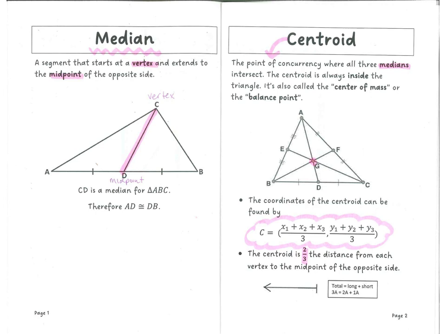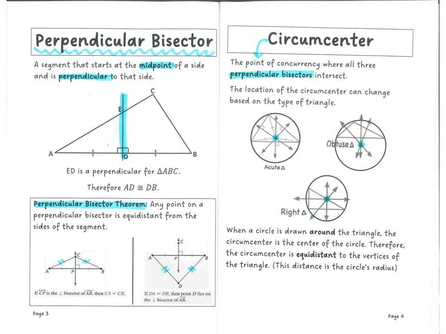We can find the coordinate of the centroid with the equation I have a little cloud around, or looking at the distance of that length. It's 2/3 of the distance. But today we're recognizing that it's the centroid. You might use that formula today, so you're just making sure you know where it is in this booklet. Flip the page. We're going to go over 2 new vocabulary words.